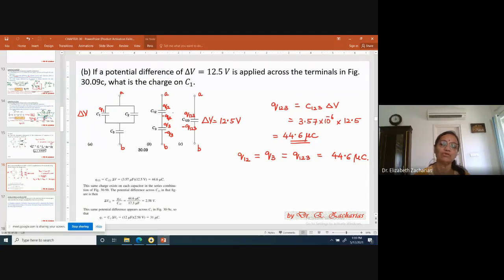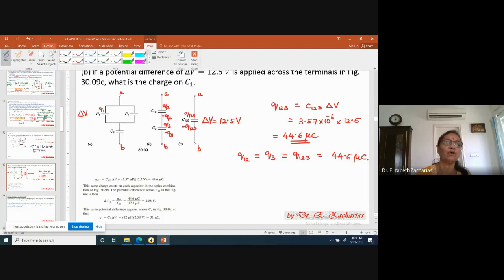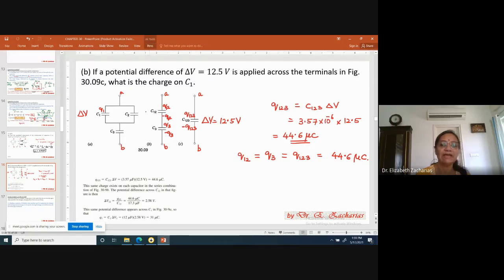Now if that is the case, how do I get my Q1 next? What I should now do is find out the potential difference between these two points. Let delta V12 be this and delta V3 be this. Can I get this delta V12 if I know Q12?